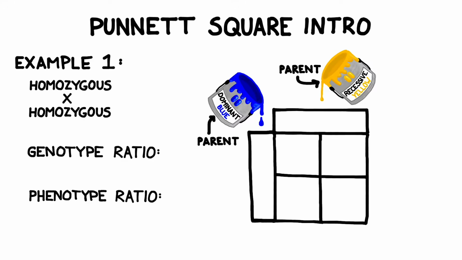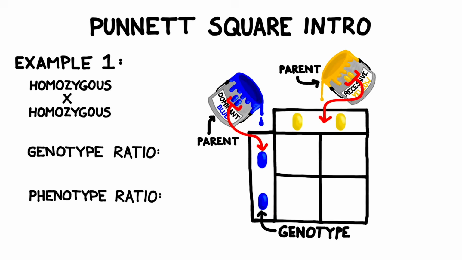For our first example, we'll be breeding a homozygous blue paint can with a homozygous yellow paint can. We'll put one parent's genotype here, and the other parent's genotype over here. Now your Punnett square should look something like this.